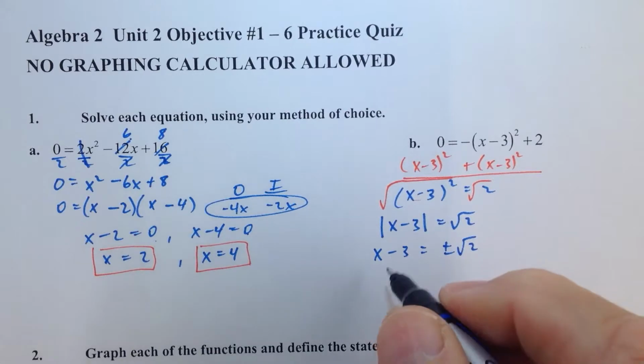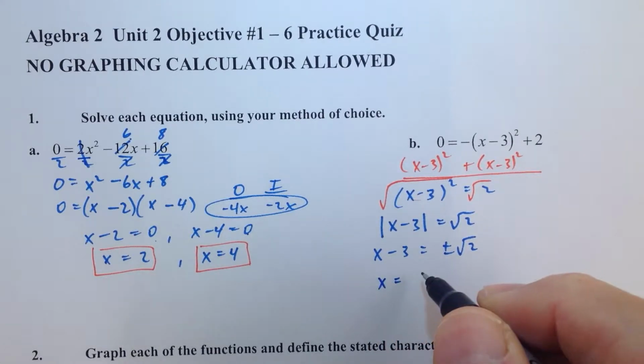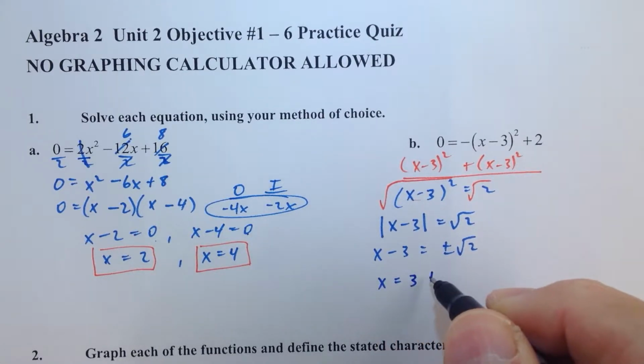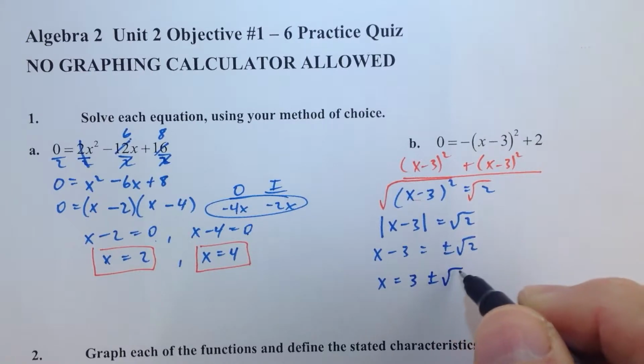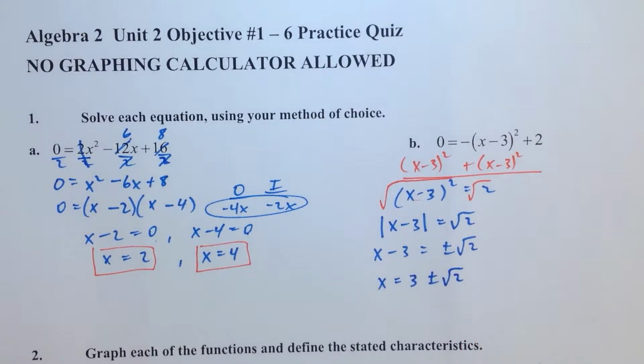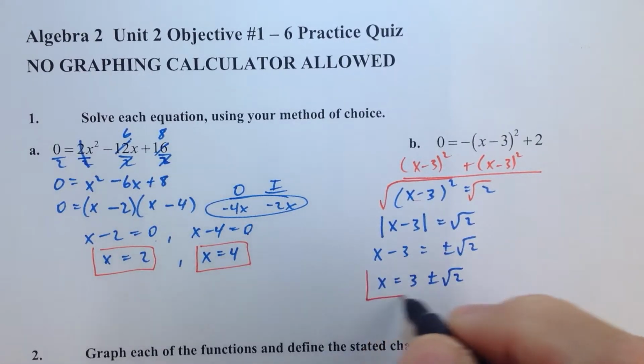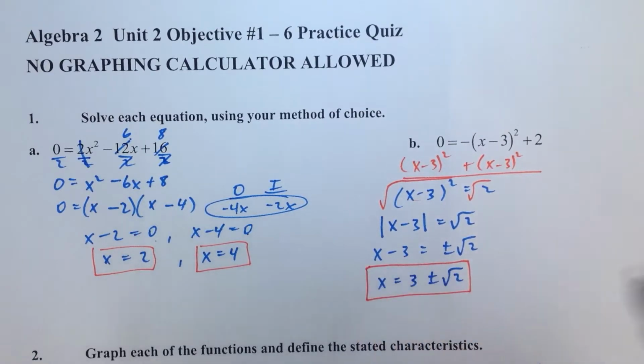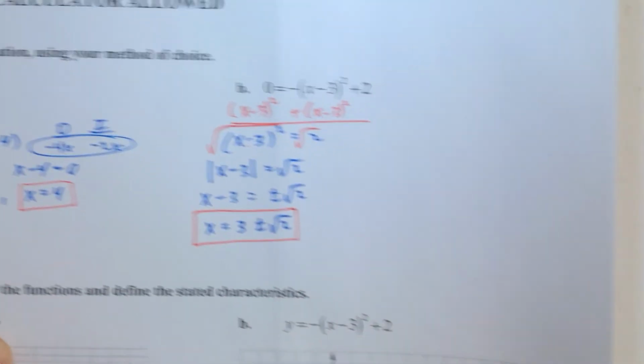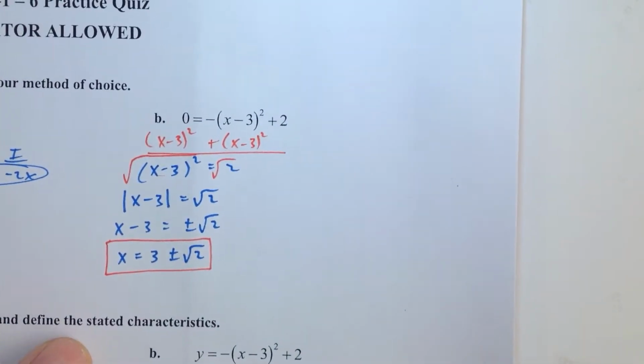And when we add 3 to both sides, we get x is equal to 3 plus square root of 2 and 3 minus the square root of 2, which we can write in an efficient way by writing 3 plus or minus the square root of 2. So that's method number one, and then let me go ahead and show you method number 2.